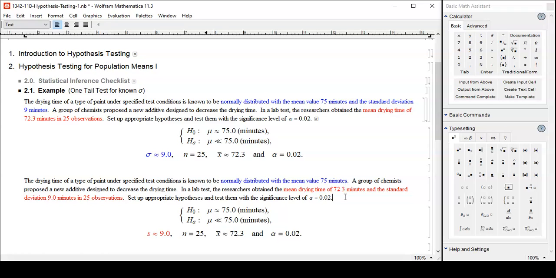Stop. And then let's go to the next sentence here. In a lab test, the researchers obtained the mean drying time of 72.3 minutes and the standard deviation of 9.0 minutes in 25 observations. So the standard deviation came with a sample. This problem did not specify sample standard deviation of 9 minutes. It just says standard deviation 9.0 minutes, but it was placed along with a sample. Here, not specified as population standard deviation, but it was placed along with a null.